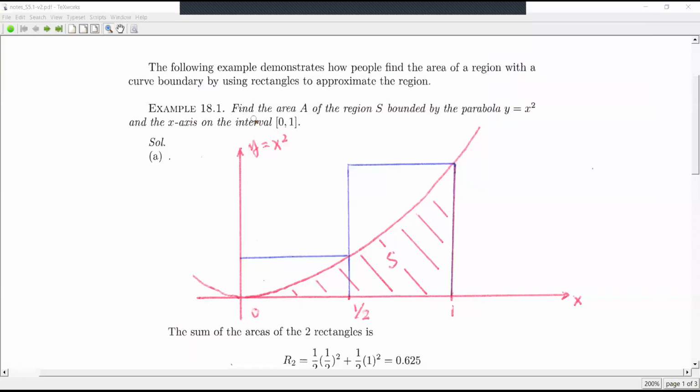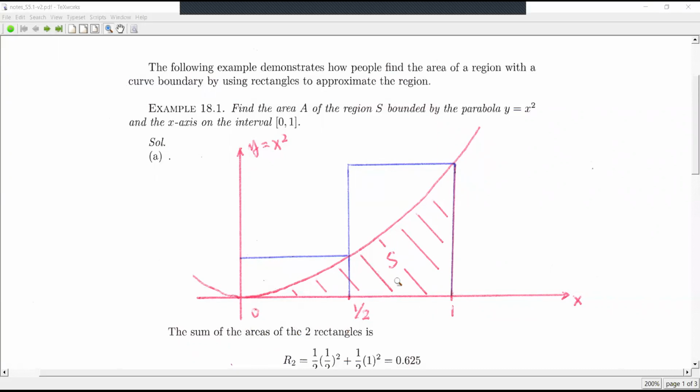Example 1. Find the area of the region bounded by this parabola and the x-axis on the interval 0 to 1. The region is denoted by S, and the area of the region is denoted by A. We want to find A. The region in this example is the shaded region in this diagram. It lies between the parabola x squared and the x-axis, and between 0 and 1.